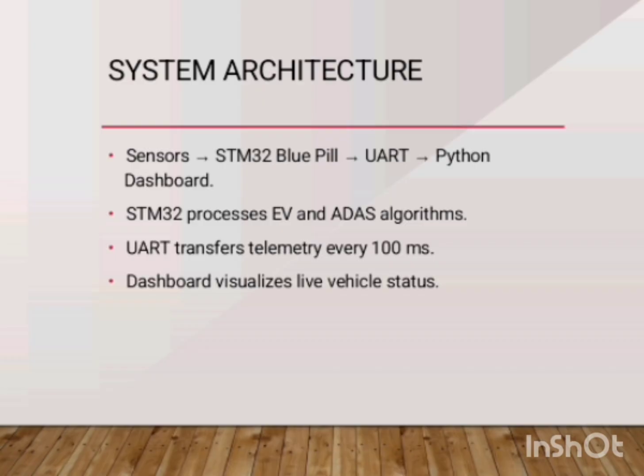The second one is the STM32 Bluepill. The collected sensor data is sent to the STM32 Bluepill microcontroller. STM32 acts as the brain of our system. It receives all the inputs, processes the data, performs EV calculations, and also executes the ADAS algorithms. For example, it checks whether the vehicle is approaching another object too quickly or whether any fault has occurred.